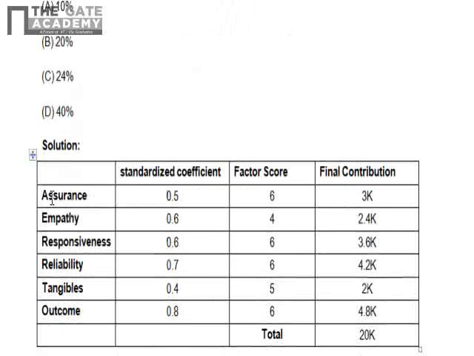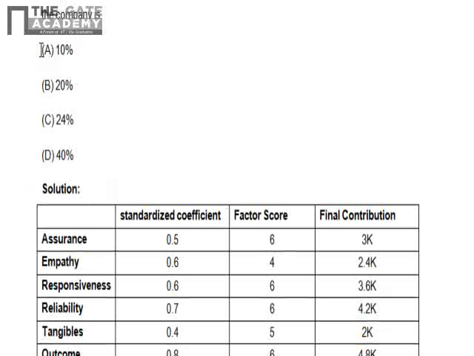These are the factors, coefficient and factor score. I have multiplied this, and I have assumed proportionality constant as K. Now after multiplying this, I have added to the total. The total is 20K, and if you look, the lowest contribution is for tangibles, that is 2K. So if you find the percentage, 2K will be 10% of 20K. So answer is A. Thank you.